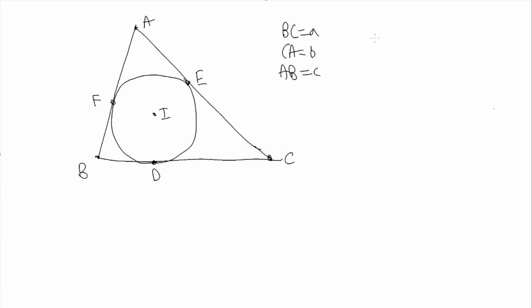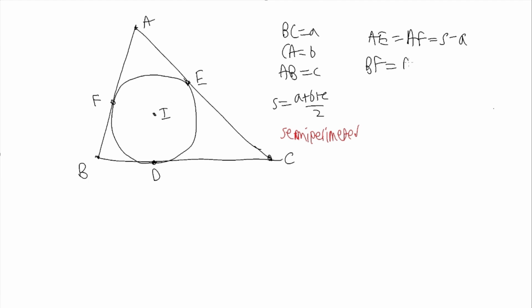Then, as it turns out, suppose we let BC equals a, CA equals b, AB equals c. Then we have that AE equals AF is equal to, and if we let s equals a plus b plus c over 2, this is known as the semi-perimeter. Anyways, we have that these two lengths are equal to s minus a. Then BF equals BD is equal to s minus b. And CD equals CE equals s minus c. So s minus a, s minus a, s minus b, s minus b, s minus c, s minus c.